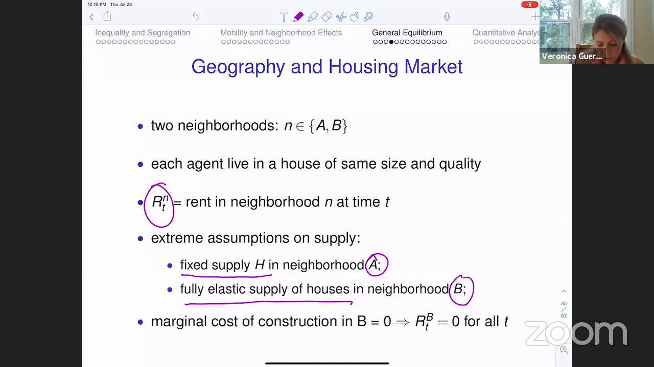Here we assume that one neighborhood is fully elastic, so the marginal cost of construction in neighborhood B is equal to 0. Basically, the rent in neighborhood B is going to be equal to 0 for all t, and we can focus purely on R_tA, the rental rate in neighborhood A at time t, which is going to be our general equilibrium price.